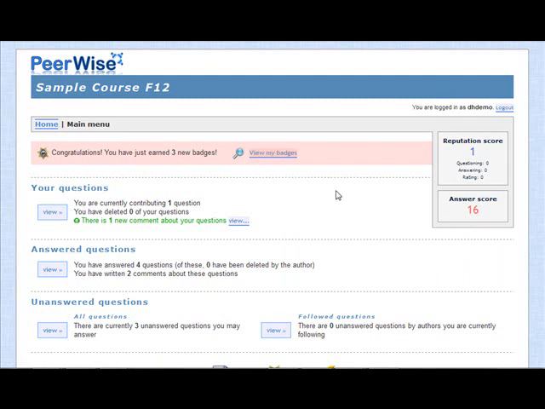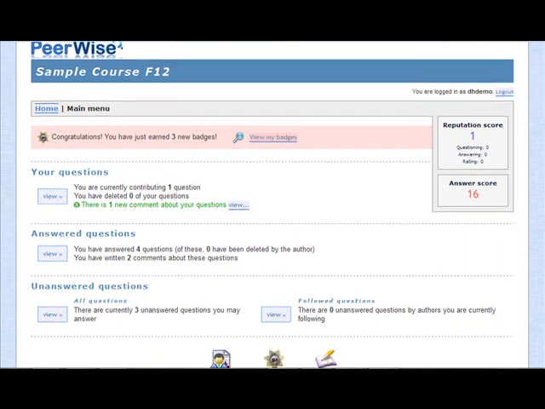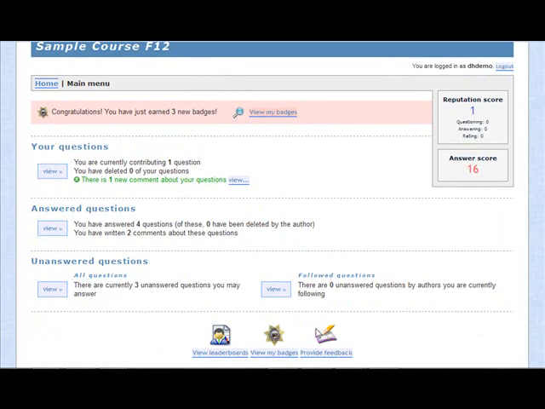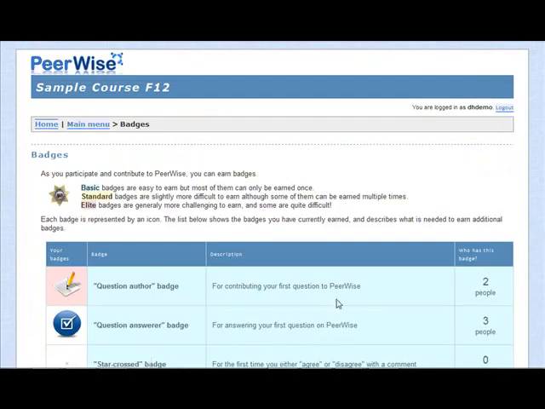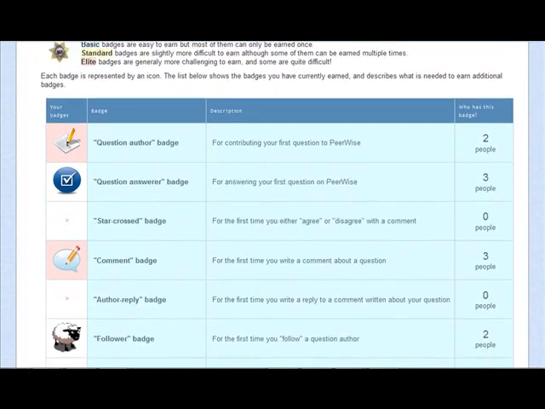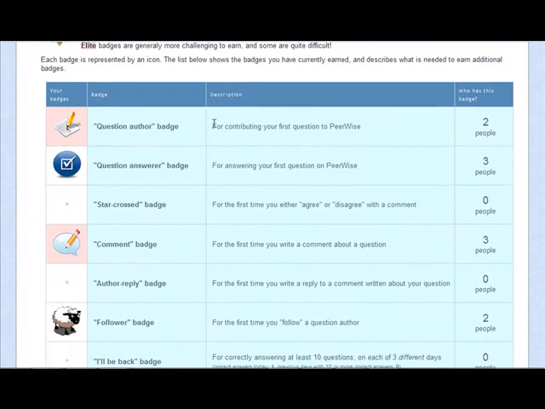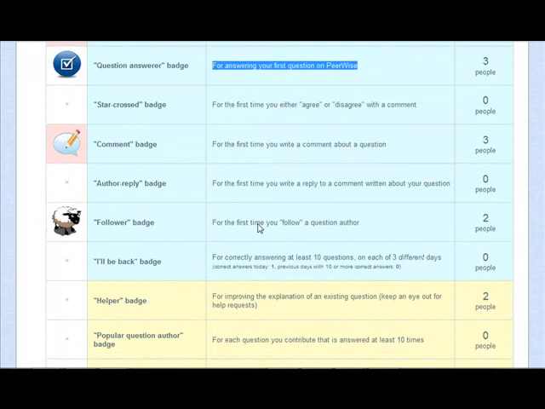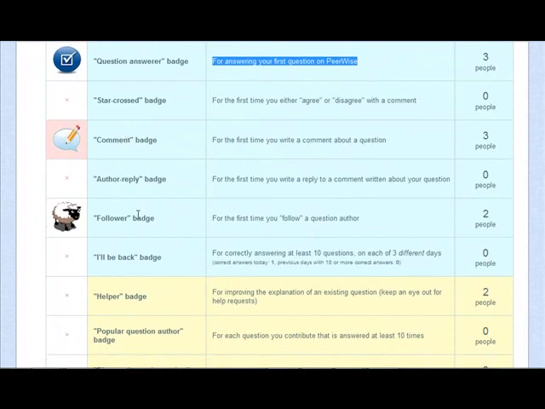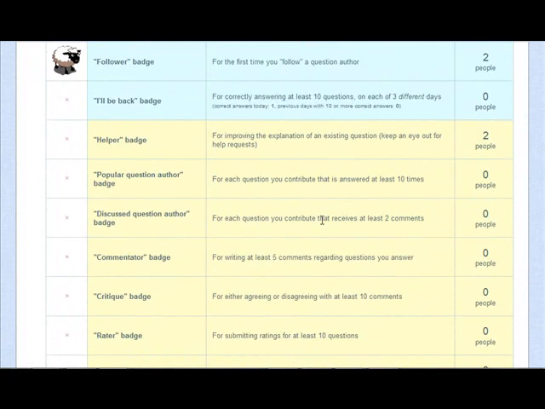You also see along the top that there may be a notification that you've earned some new badges. So again, one of the fun things in PeerWise is that it does give you recognition for different achievements, and you can have a look at various badges that you've earned. And again, badges can be earned for different levels of contribution. For example, the first time you contribute a question, you'll get a badge. The first time you answer a question, you'll get a badge. As you do other things like commenting or signing up to be a follower of someone, you will get badges.